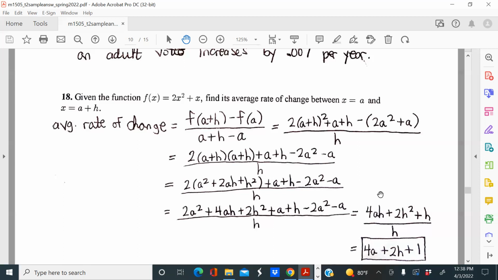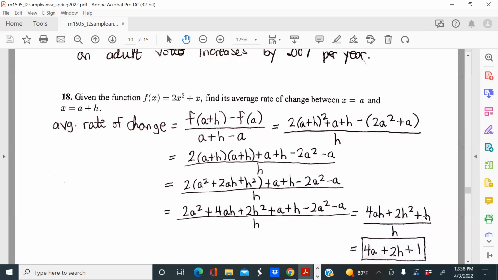Now let's distribute the 2 now. So when you multiply the 2 through, you get 2a squared, right, plus 4ah, 2 times 2 is 4, right? So plus 4ah plus 2h squared, and then, of course, the rest of it. Now we can cancel some similar terms, right? You have 2a squared minus 2a squared, so that goes away. What else do we have? We have plus a and minus a, right? So that goes away. And so we get left with 4ah, this is left, plus 2h squared, and then plus this h. Everything else has canceled.